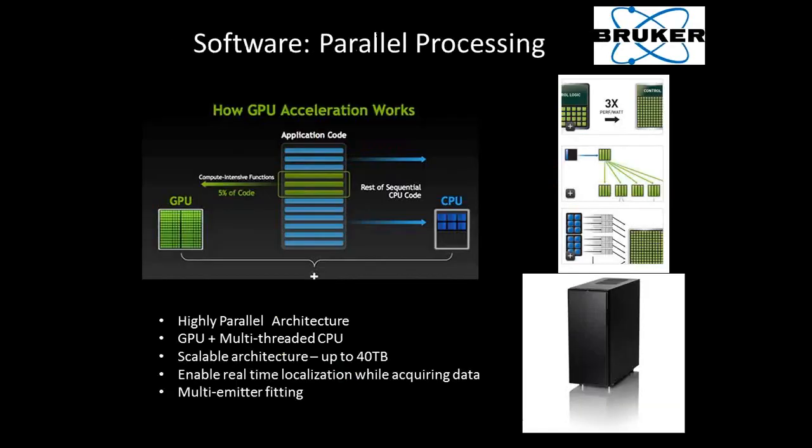So how do we do all this? How do you do the multi-emitter fitting and real-time localization? We really harness the power of parallel processing, a highly parallel architecture. We use the GPU and also the multi-threaded CPU, a multi-core computer, to be able to do real-time localizations. We have a scalable architecture, so you can do up to 40 terabytes. This essentially enables real-time localization as we're acquiring the data, and lets us go from acquisition to localization to visualization, and also implement multi-emitter fitting, because it is very computationally intense. So you use the computational power that you have to do real-time localization.